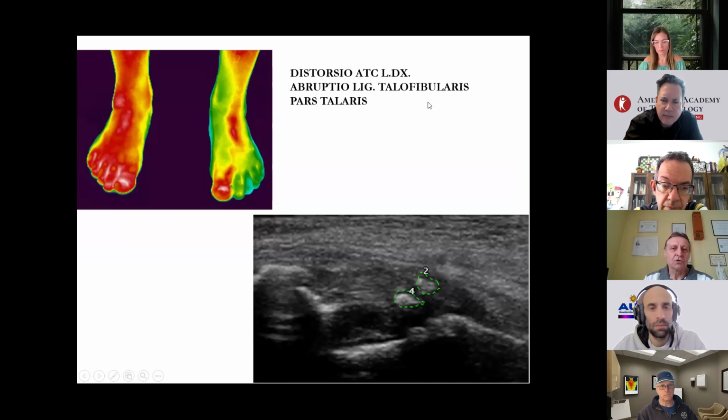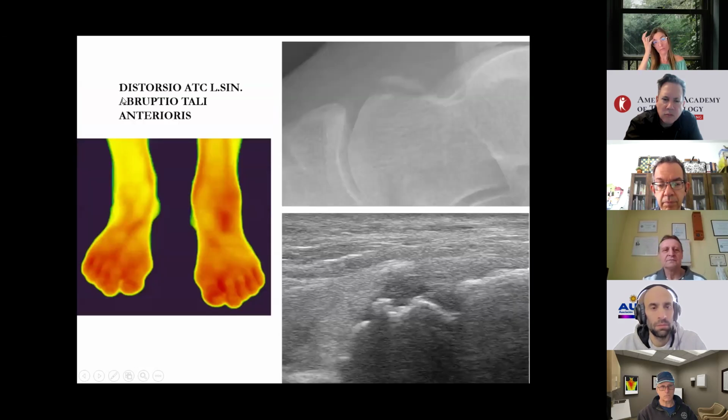Distorsio articulationis talocruralis on the right side, avulsion of ligamentum talofibulare, pars talaris. In this case, it is an avulsion of this ligament at the insertion on the talar site. Here we can see some periosteal avulsion. At the site of this injury on thermography, we see increased temperature activity.